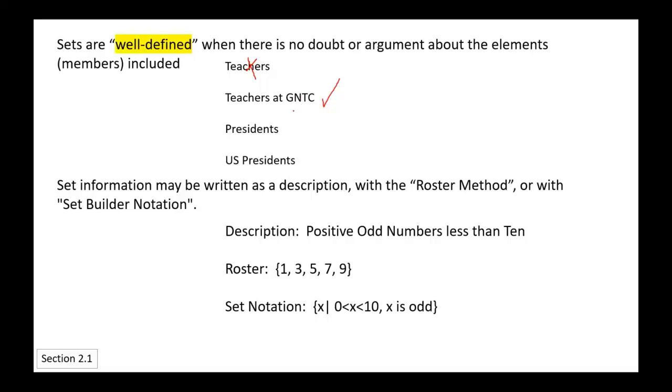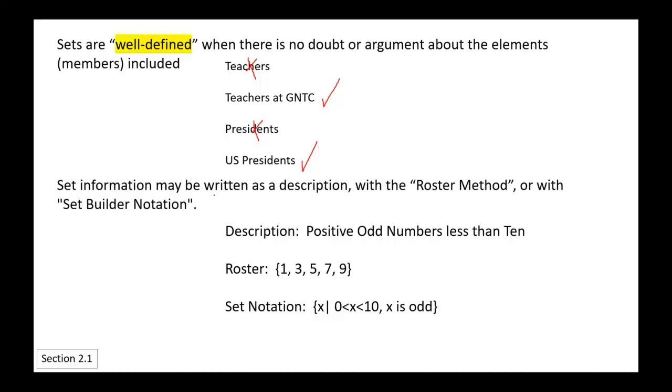because at GNTC they actually have a list of people that are teachers as opposed to other roles. The same sort of thing happens here. Presidents is not well defined because you might be the president of a company. But United States presidents is a well-defined list. We can find a list and see exactly who's on it.